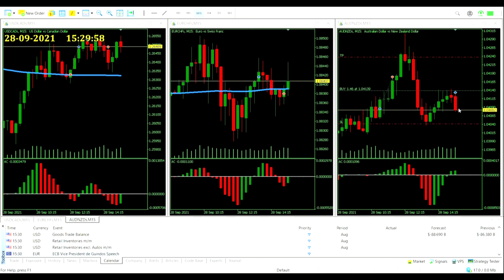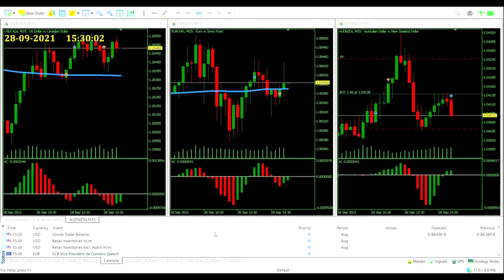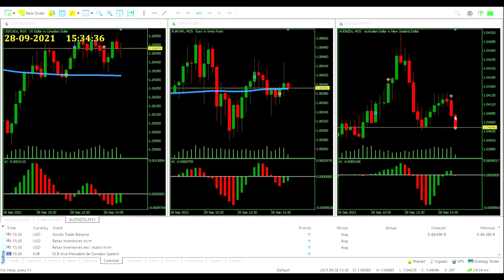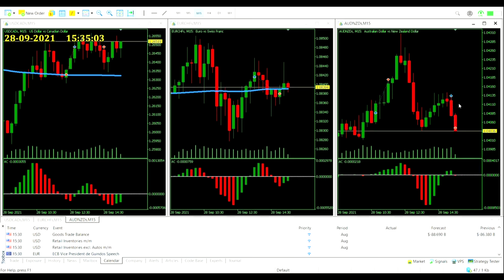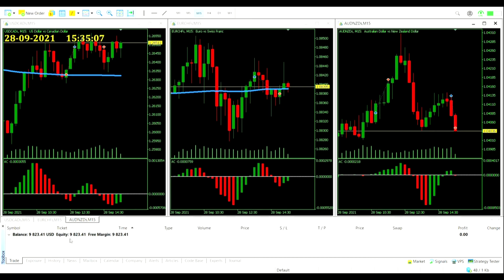Our trade is edging itself towards the stop loss here as we go into 3:30. Here come those numbers, goods trade balance and retail inventories month on month on the US dollar. And there it is. That didn't take long. Just about 2 candles. Looks like we got in right at the very top of this run up, for a full 1% loss on that one, which is taking us into a considerable amount of losses here, especially when you consider that we did get a winning trade right at the start of the day.